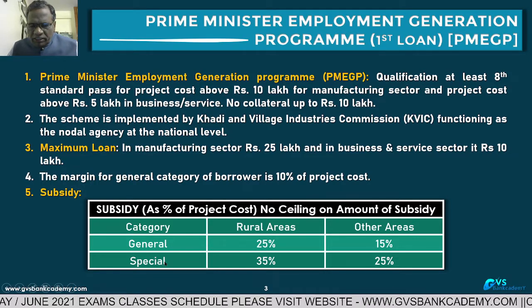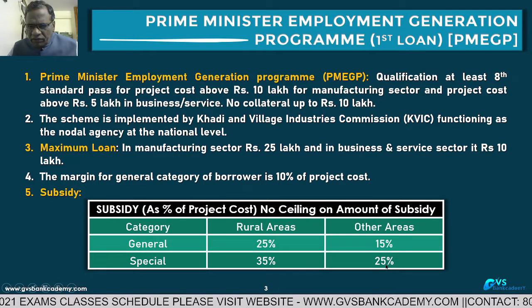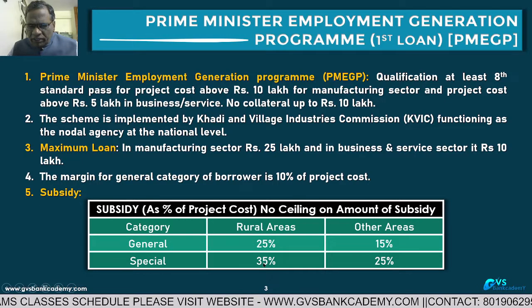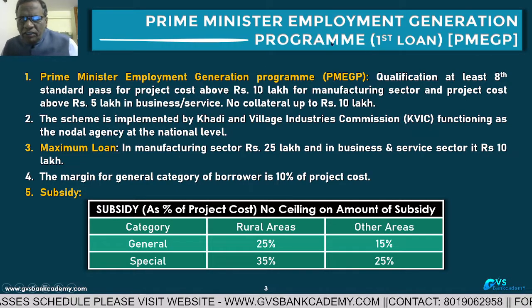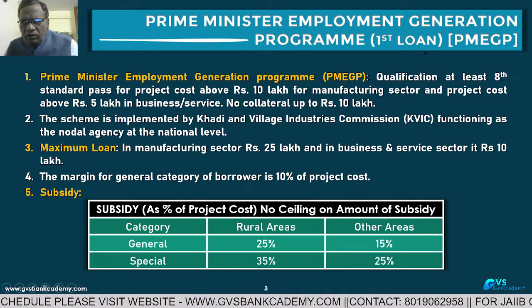For special categories, rural area subsidy is 35% of project cost, other areas 25%. Special categories, rural area subsidy 35% of project cost, other areas 25%. This is the guidelines for the first loan, PMEGP.